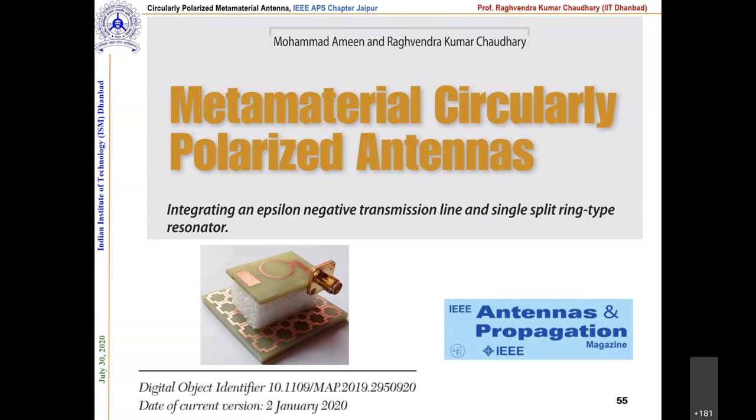From 2018 onwards, we took up a challenge: how we can incorporate CP in small antennas made of the CRLH approach, correct? And we succeeded, correct? That is how things are working.